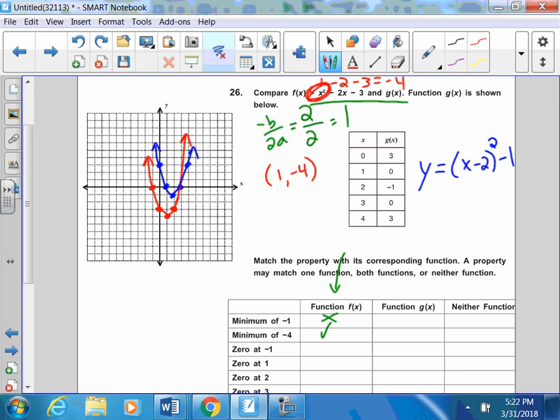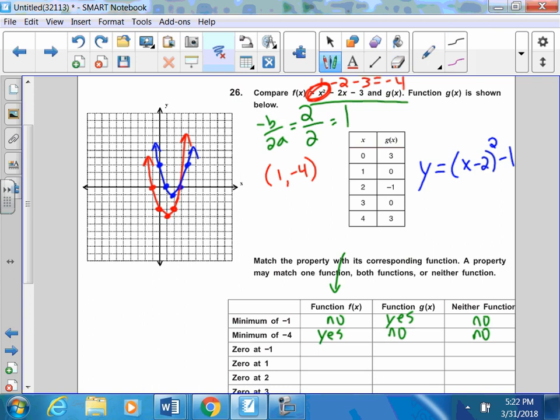Let's look at the blue graph too, because we can easily answer those questions. The blue graph does have a minimum of negative 1, so I'm going to put in a yes here, yes here, no here, no here. Okay, and then for neither function, it'd be no and no. Okay, they both have minimums. If they were reflected like this, that'd be a maximum, and that's when you would say neither function.